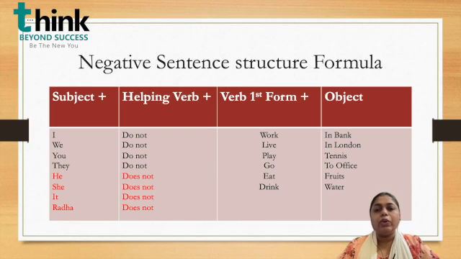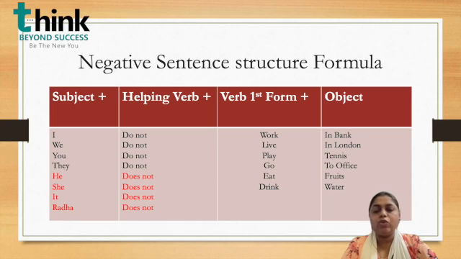I do not work in bank. We do not work in bank. You do not work in bank. They do not work in bank. He, singular subject, does not work in bank. She does not work in bank. It does not work in bank. You might have noticed that when we frame a positive statement, we add s or es with the main verb.